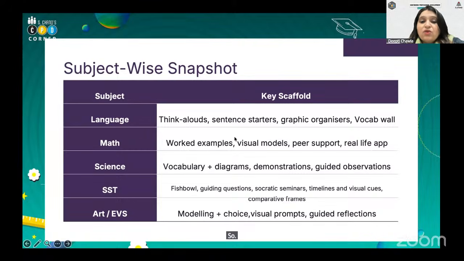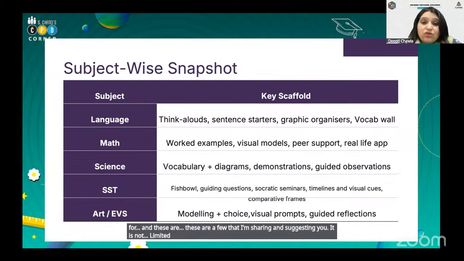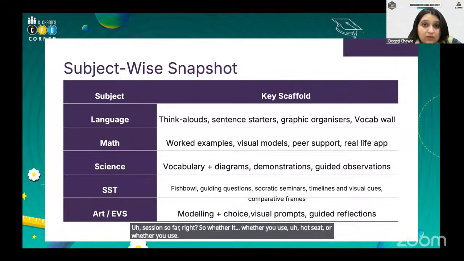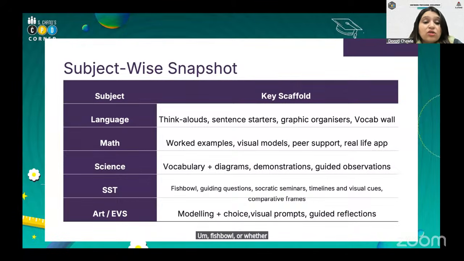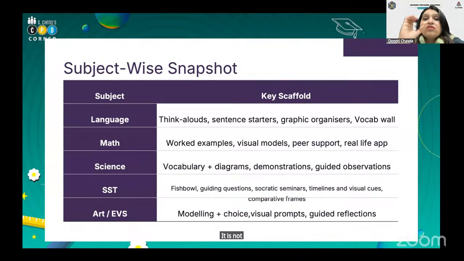So, for languages: think aloud, sentence starters, graphic organizers, vocabulary walls. And these are a few that I am sharing and suggesting to you. It is not limited to what I have shared over this session so far, right? So whether you use hot seat, or fishbowl, or the Frayer model, or any of the think aloud, sentence starters, graphic organizers, these cannot be different for different students. It is going to be the same for your class. It is not differentiated. Scaffolding is not differentiated instruction.